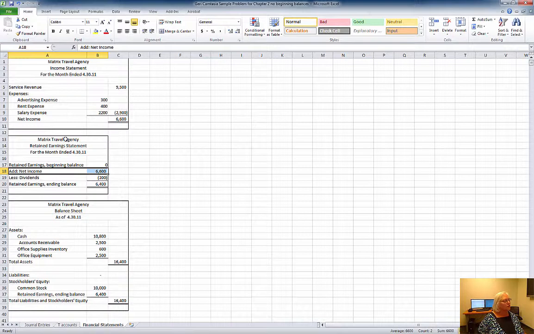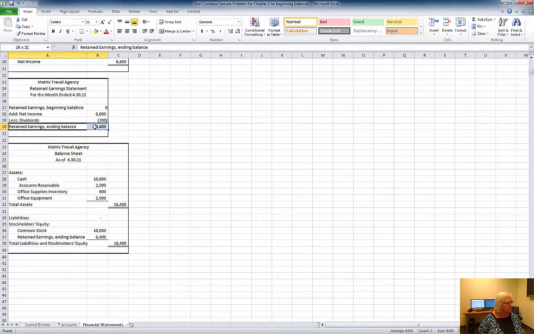Okay, so we've got the three-line heading. The beginning balance of retained earnings is 0 because this is a brand new company we're starting up. Add the net income from the income statement. Subtract the dividends from the T account. And we have an ending balance of $6,400. So you could date this April 1 of 11, and you could date this April 30th of 11.